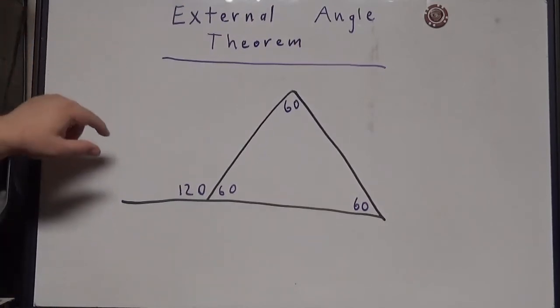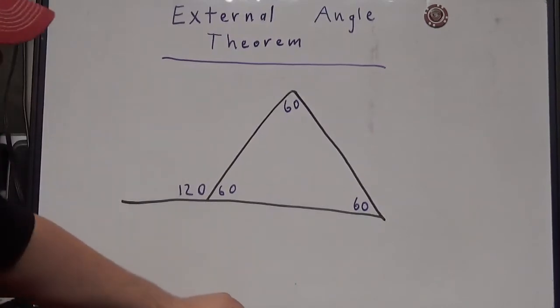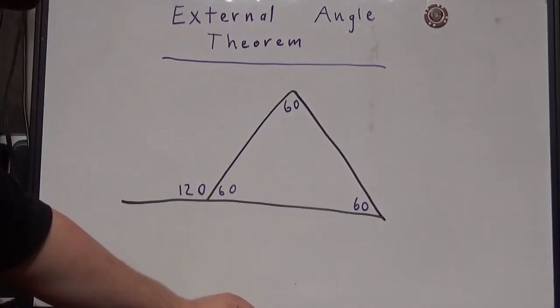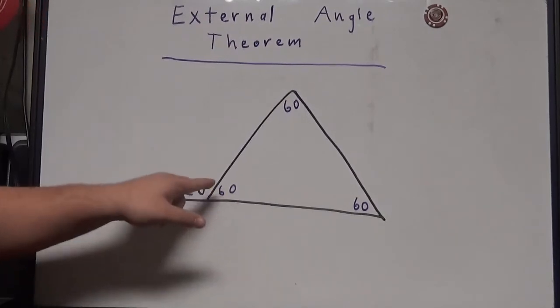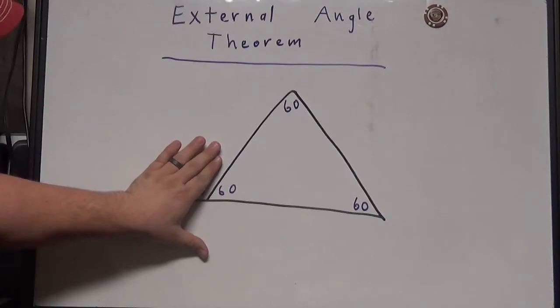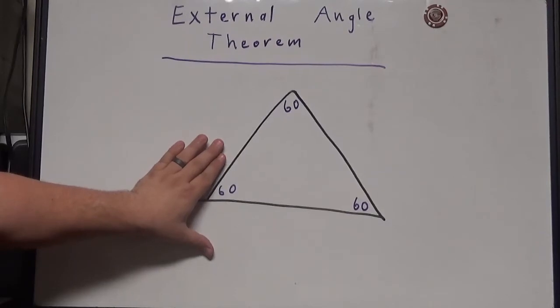So, external angle theorem. The reason I started with looking at just a triangle was the angle sum theorem: a triangle equals 180 degrees total. So in this triangle, remember I'm ignoring what's outside the triangle. We have 60, 60, and 60. That adds, 60 plus 60 plus 60 is 180. So that should make sense.